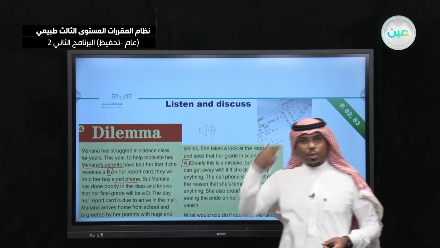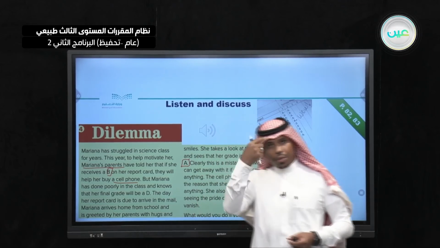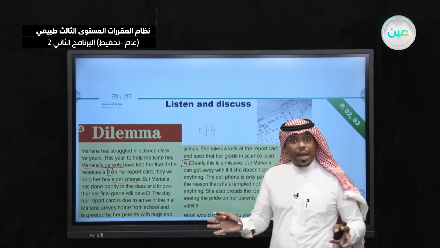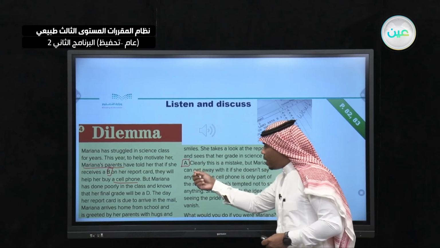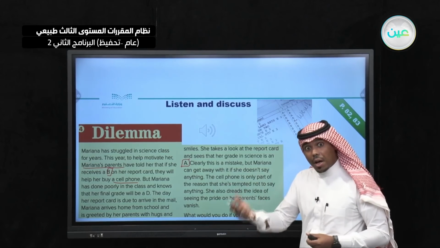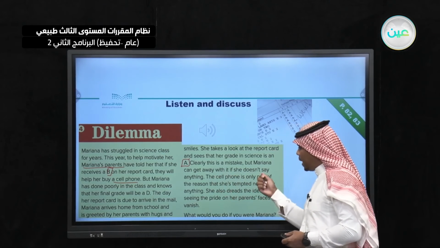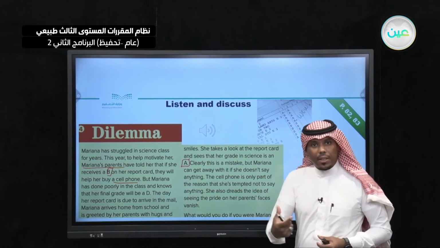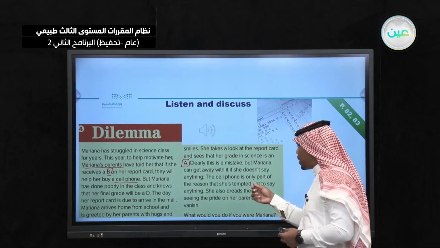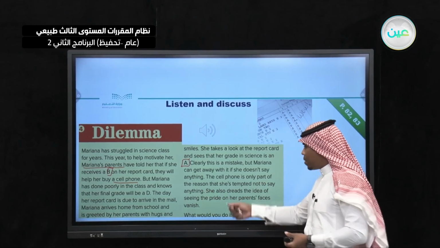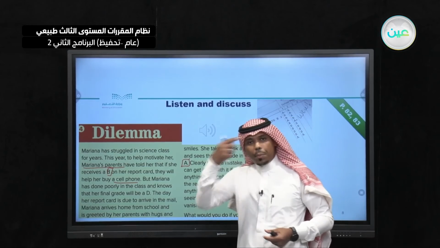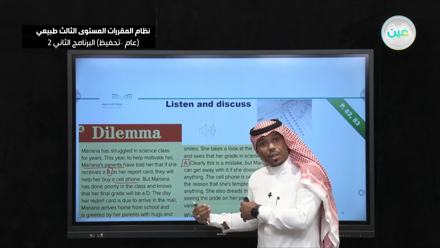Okay, so what happened to the face here? I'm talking about the facial gestures, for example. I'm talking about Mariana. Here clearly this is a mistake. Why? Because Mariana cannot get away with it if she doesn't say anything. So the cell phone is only part of the reason that she is tempted, as usual. We said that tempted means something you want to do, or you thought to do, tempted not to say anything. Here she also dreads the idea of seeing the pride on her parents' faces. Her parents were proud and happy for the results, of course.